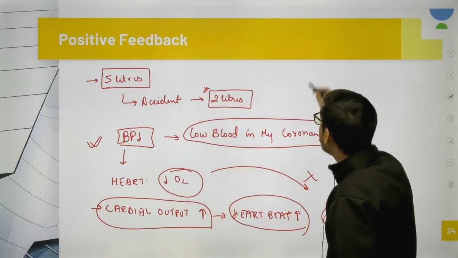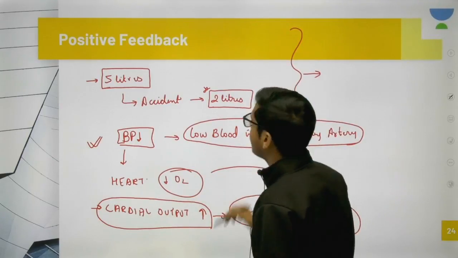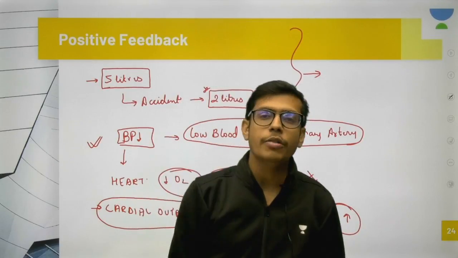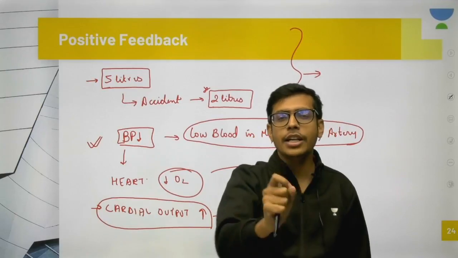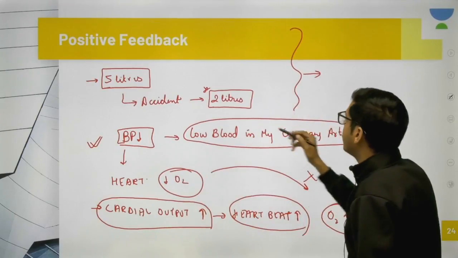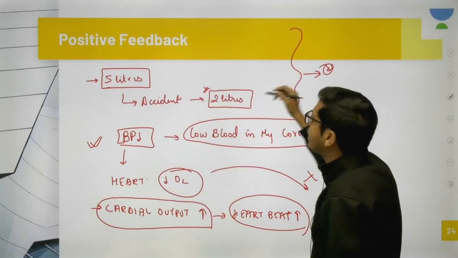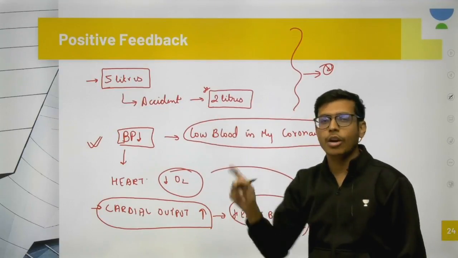Okay? In certain cases, the positive feedback mechanism saves life also. Example, clotting of blood, right? In clotting of blood, what is happening? It is a positive feedback mechanism that plugs in and prevents the flow of blood. So an example of a positive feedback mechanism is clotting of blood, right?